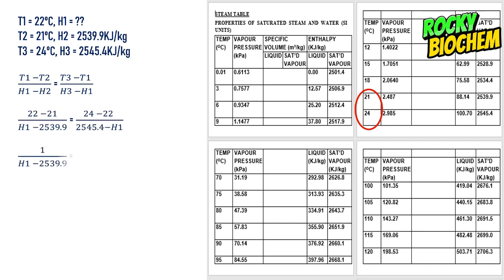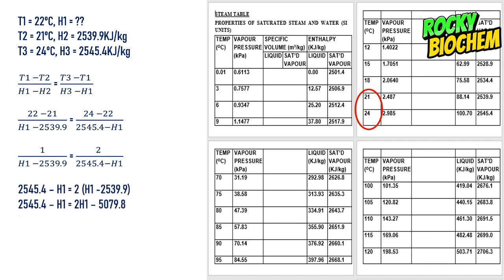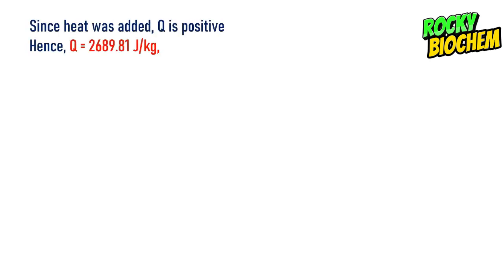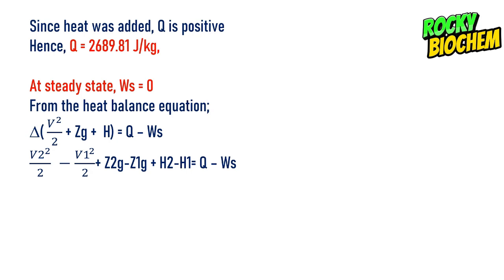When you start fixing in the values, we are going to get our H1 to be equal to 2541.7 kilojoule per kilogram. So this becomes our H1. This value is the same as 2541.7 times 10 to the power 3 joule per kilogram. The question also stated that heat was added, so Q is positive. And at steady state, our shaft work, or the pump work, is given to be 0.